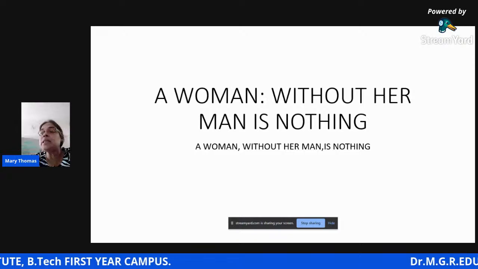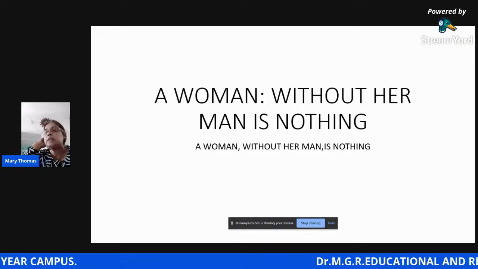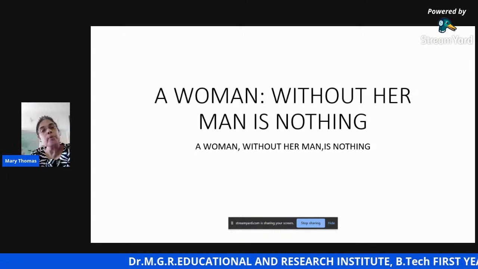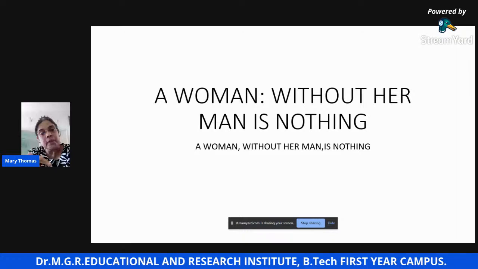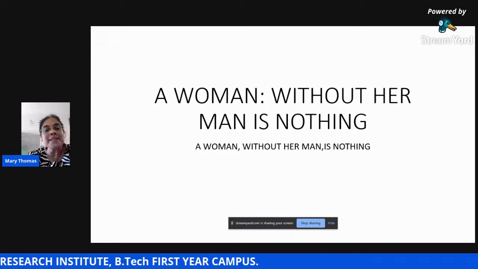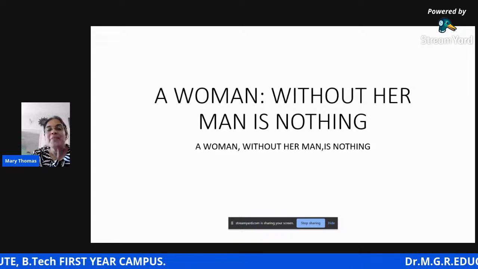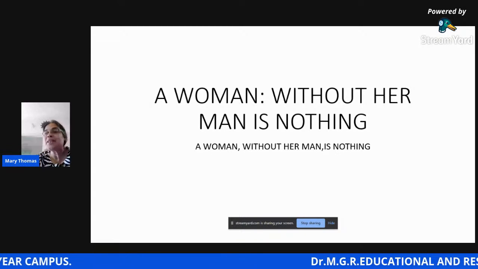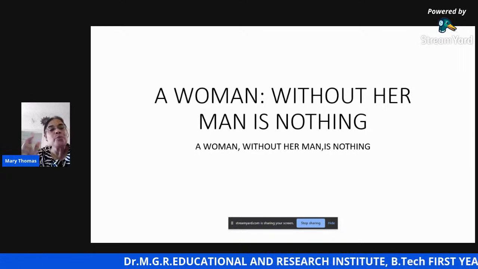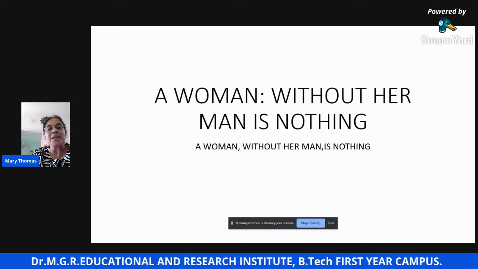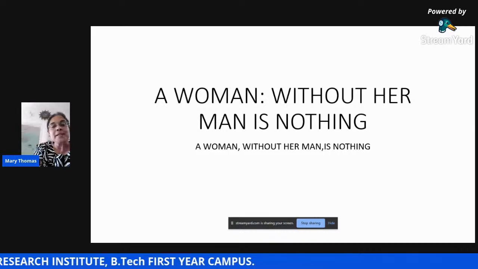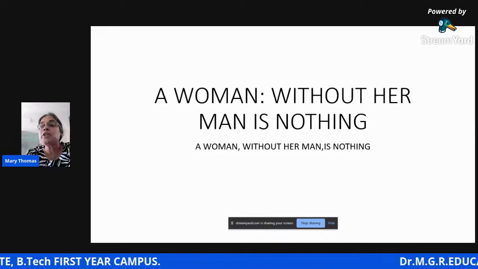But what happens in the second sentence when you add the commas, after a woman, comma, without her man, and after without her man, again another comma, is nothing? What is the meaning that is conveyed here? The woman is very dependent, and without her man, she is nothing. See the two extreme differences in meaning. So punctuation is very crucial. Like I told you earlier, boys and girls, punctuation is very crucial.